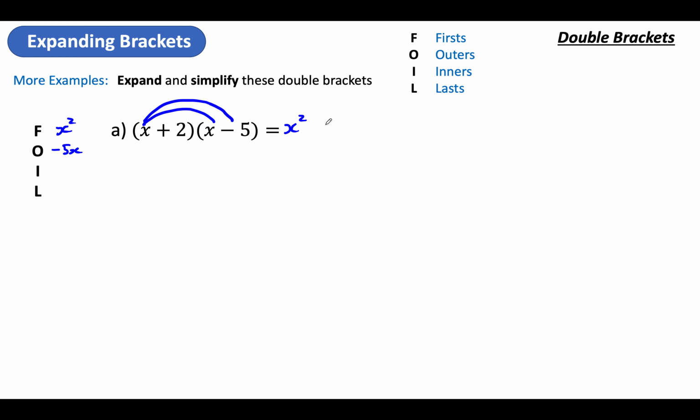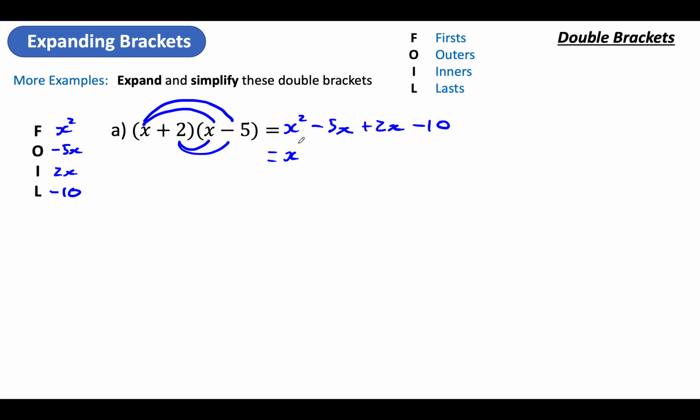So I've already got negative 5x. Now, inners, well, that's 2 times by x. They're both positive. So I get 2x. Now, they're positive, aren't they? So that's just positive there. And last, the 2 times the negative 5. Well, positive times a negative gives you a negative. 2 times 5 is 10. So that's negative 10.